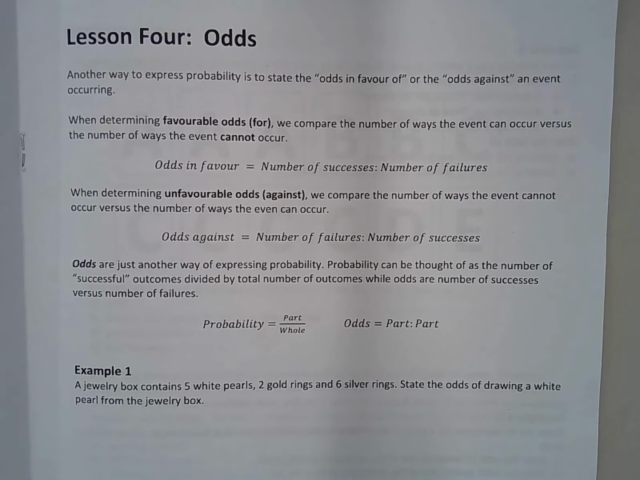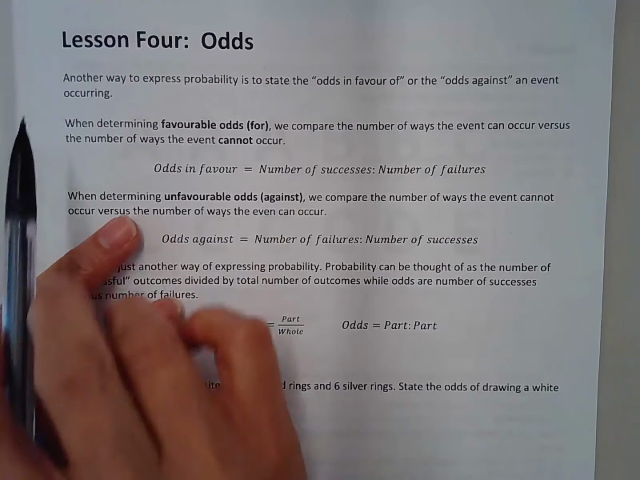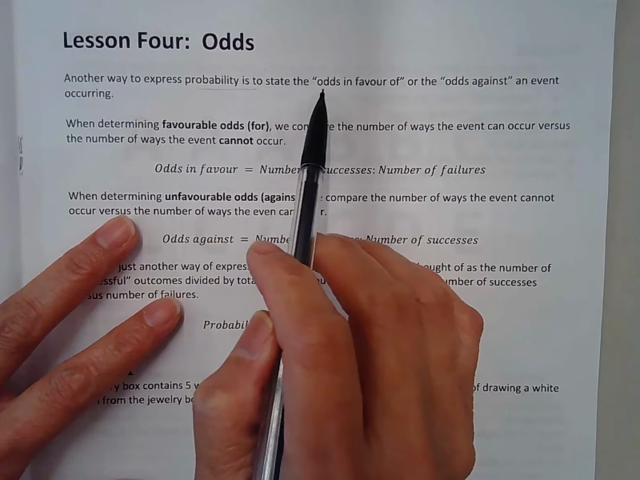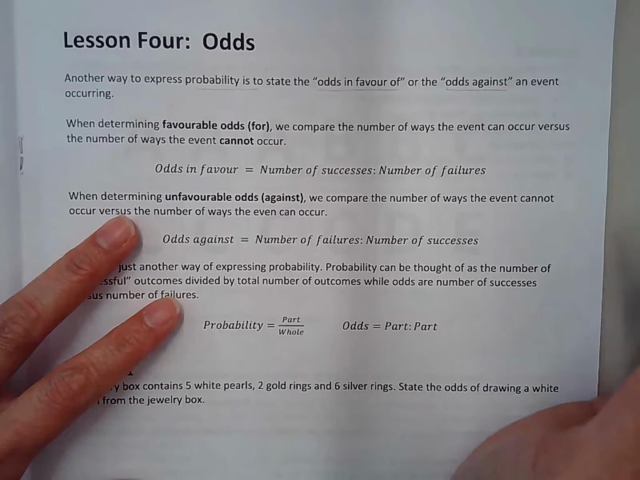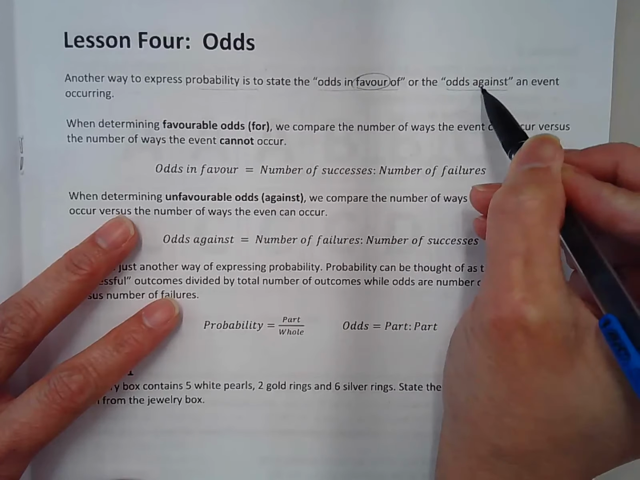So today we're gonna do lesson 4 on odds. Odds is a little bit different from probability, the chances. Although in different contexts, especially in sports, they interchange odds and probability, or use them as if they're the same thing, but they're really not. Another way to express probability is to state the odds in favor of or odds against an event occurring.